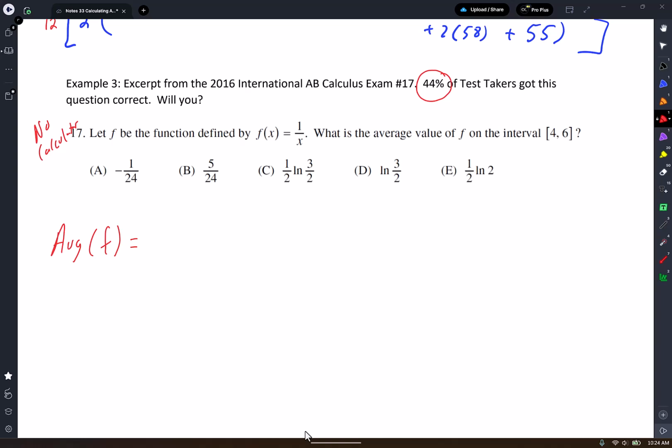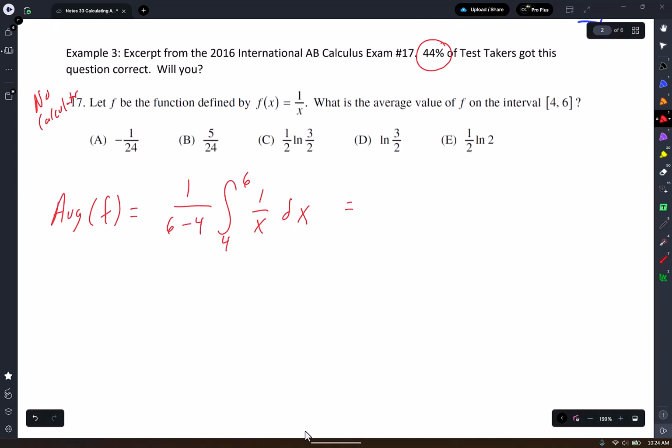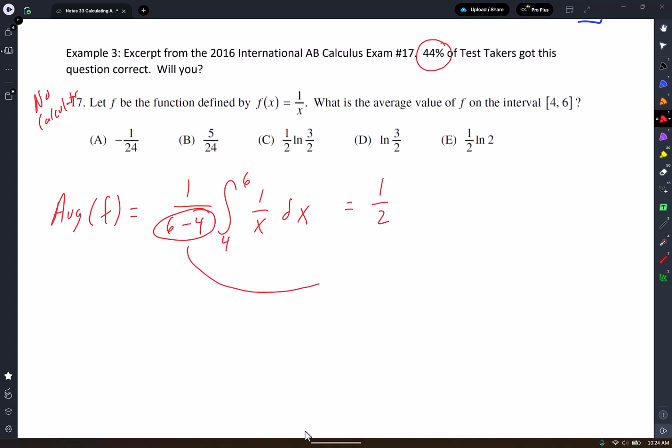I start first by writing the average formula. Tell me what's the average formula, guys? 1 over 6 minus 4, integral from 4 to 6 of 1 over x dt. I'm going to put x. Not a big deal. Same difference. Are we okay? This is no calculator, so you don't have a calculator to help you out. So here we go. 6 minus 4 is just 2, so I'm going to write 1/2. That 1/2 is from here. Are we still okay? Yes. I put a bracket, and inside that bracket, I'm going to write my antiderivative.